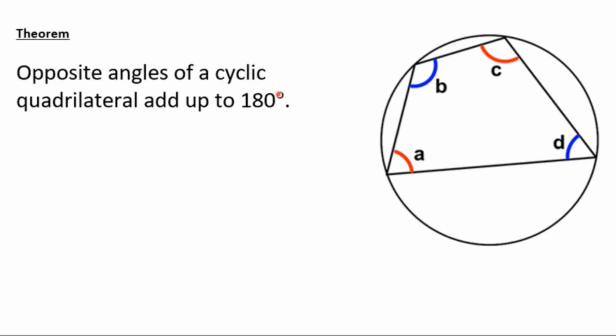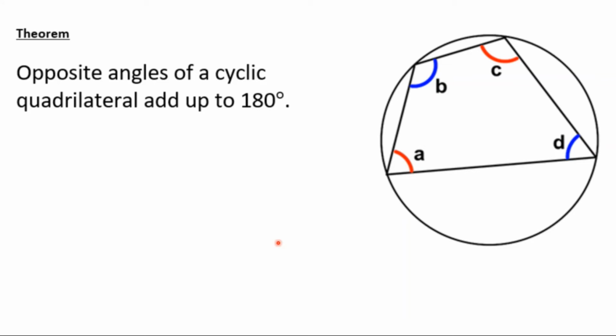Now this phrase cyclic quadrilateral may well be new to you, but we know that cyclic means in a circle. We know that quadrilateral means a four-sided polygon. So all a cyclic quadrilateral is, is a four-sided polygon where all of the points are on a circle. So this is an example of a cyclic quadrilateral. All these points are touching the circumference of the circle. And what the theorem is telling me is that these two red angles here add up to 180 degrees, and these two blue angles add up to 180 degrees.